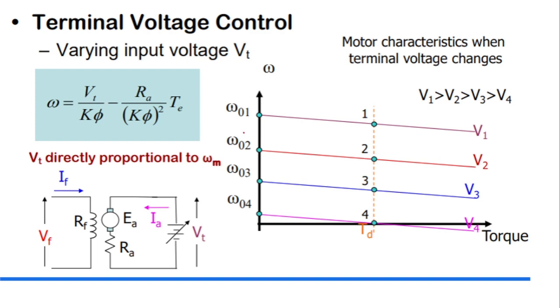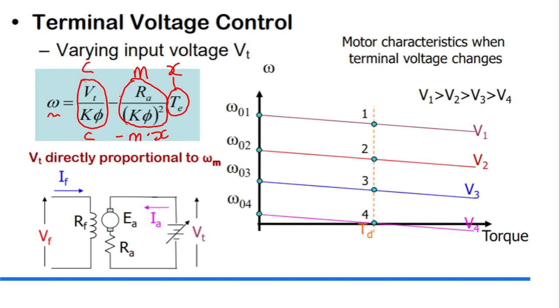Okay, so the first type of speed control is terminal voltage control. Based on the equation, you're just looking at it: this entire thing here is m, this is x, this is c, and this is speed.